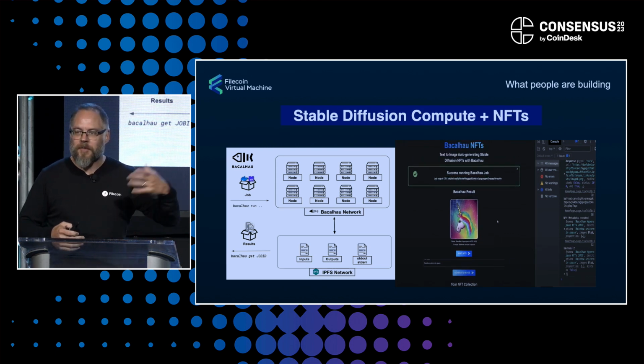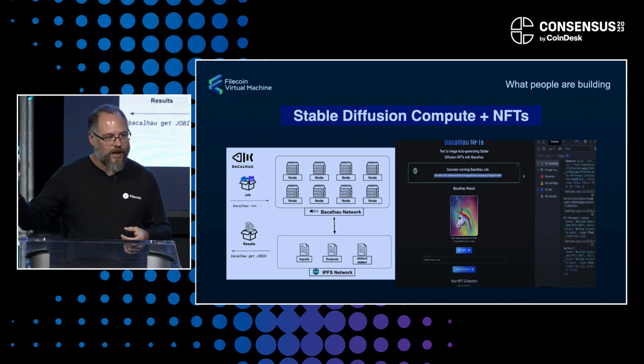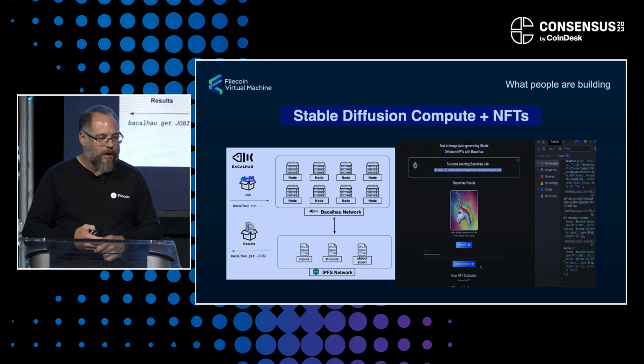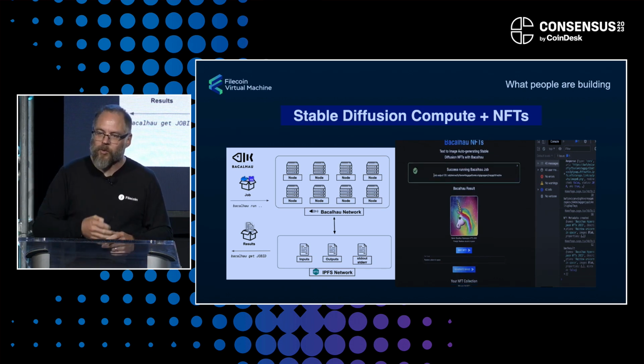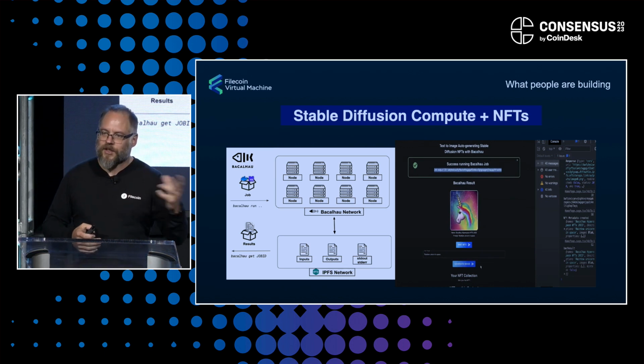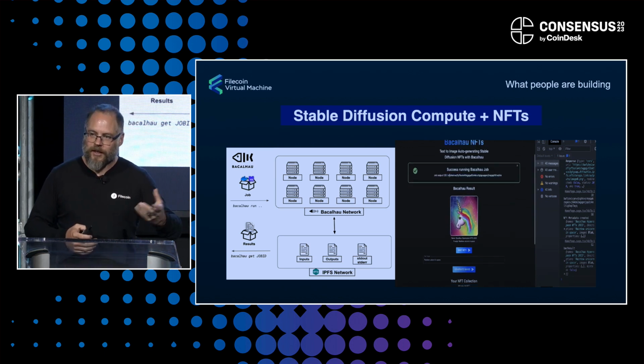The smart contract could then mint an NFT that points to that data, that image, and you've gone full circle there. But what you've got at the end of it is, again, a verifiable stamp, in this case an NFT, that points to that data.